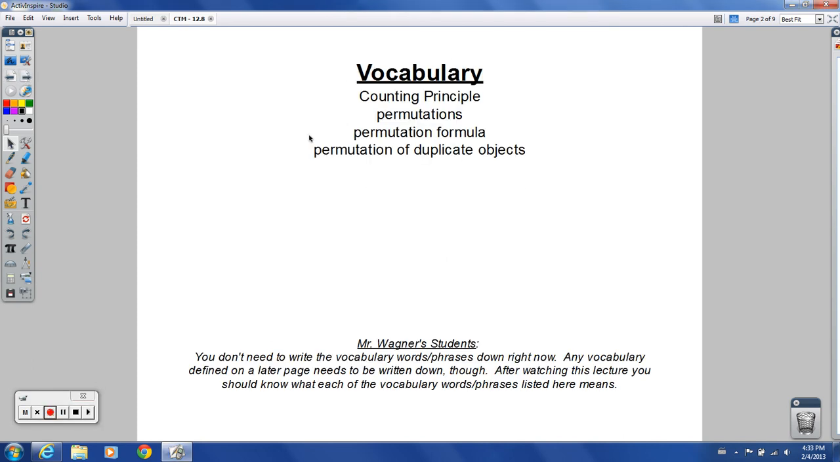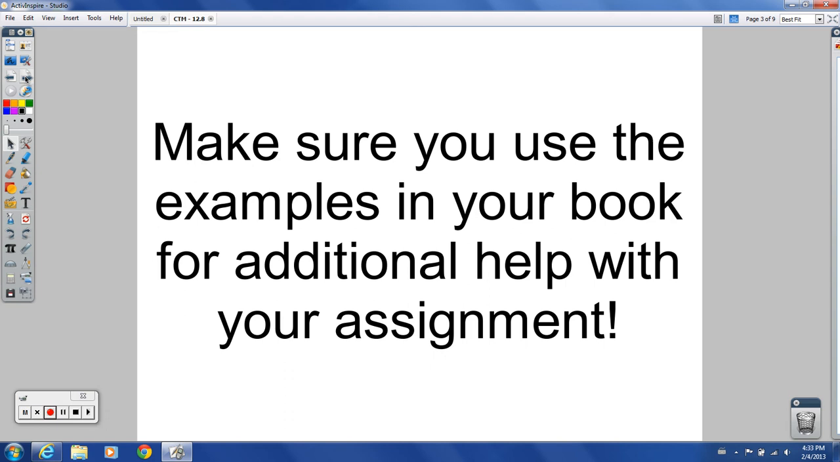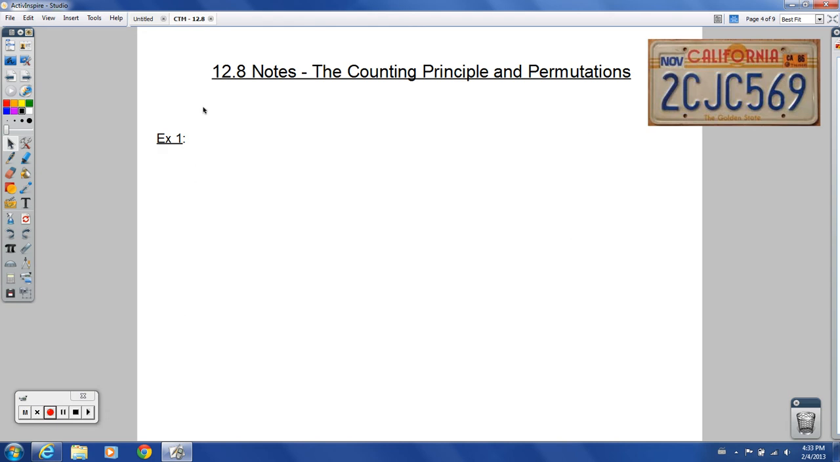Here's our new vocabulary for this one. A review term right here, the counting principle, will get used again in this lesson. Permutations, the permutation formula, and the permutation formula for duplicate objects. We're going to learn about all those things within the context of this lesson. Make sure you use those extra examples in your book. For additional help, look through those if you need some extra help. There are 7 more examples. We're going to do, I believe, 4 together here.